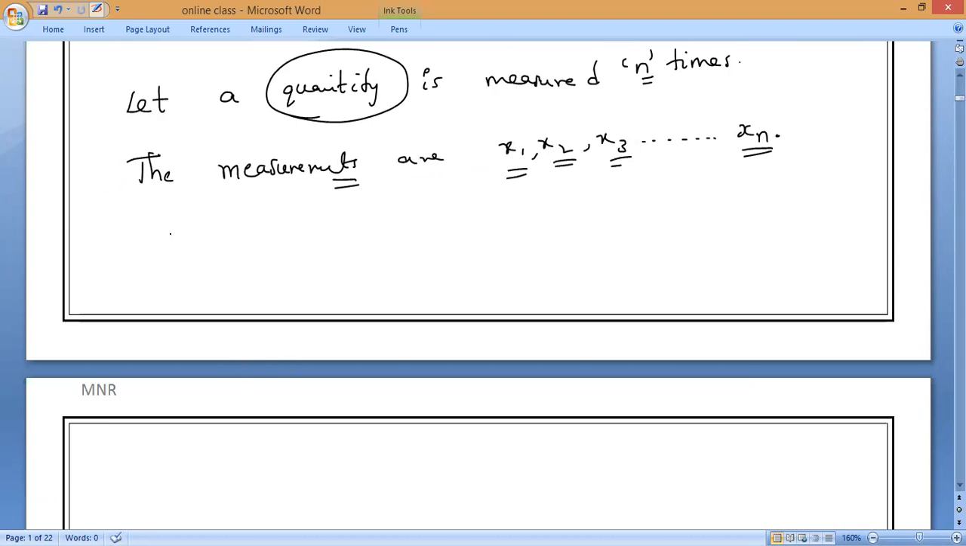Now, what is the true value from this? If you take the true value, how do we obtain it? The true value, or else we can also call it the mean value.